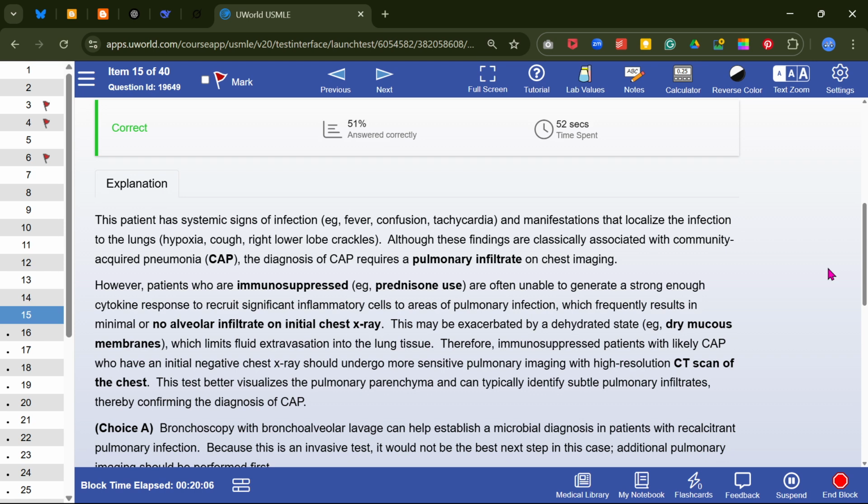Therefore, immunosuppressed patients with likely CAP who have an initial negative chest X-ray should undergo more sensitive pulmonary imaging with high resolution CT scan of the chest. This test better visualizes the pulmonary parenchyma and can typically identify subtle pulmonary infiltrates, thereby confirming the diagnosis of CAP.